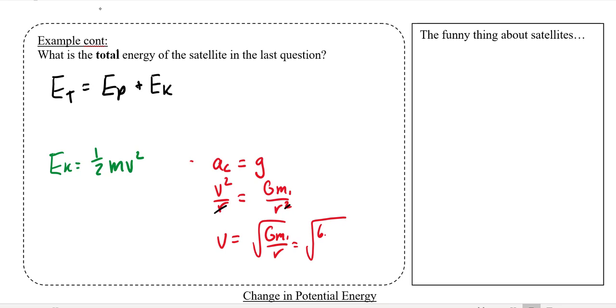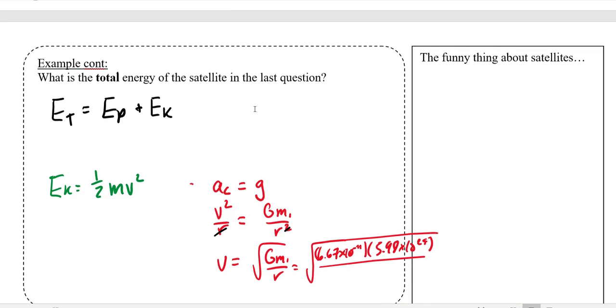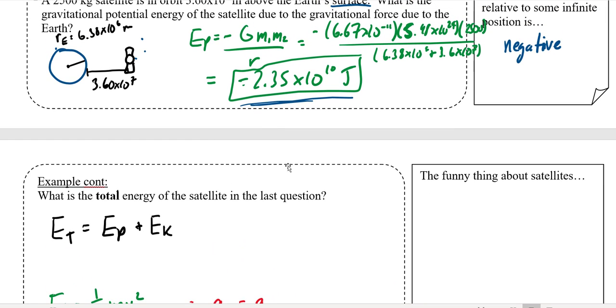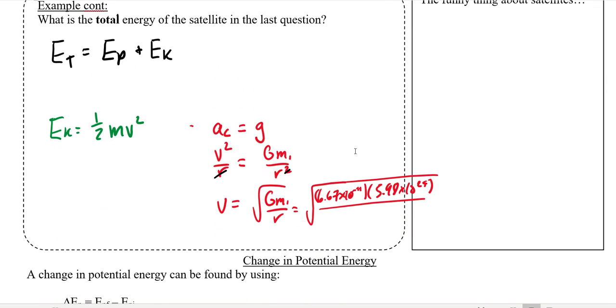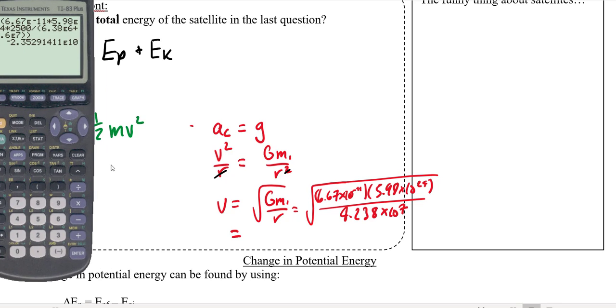So square root 6.67 times 10 to the negative 11 times 5.98 times 10 to the 24, all divided by, and I kind of had that messy radius, didn't I? What was that? I guess I could just add those up, and that would be 4.238 times 10 to the 7. Will save me a little step there in my calculator. So let's see what I get.